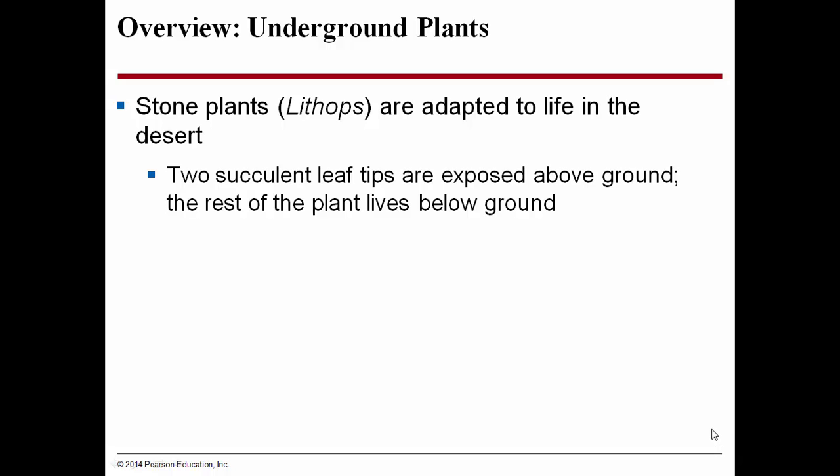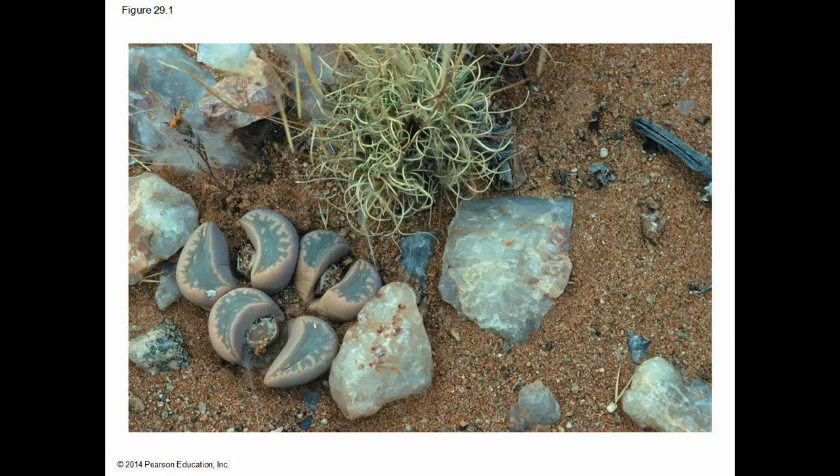Okay, the overview in this chapter is considering the stone plants, shown here in the left-hand corner of this photograph. Down here, they look like little animal hooves sticking up out of the ground. They're actually the succulent leaves of the plant, which exists mostly underground.